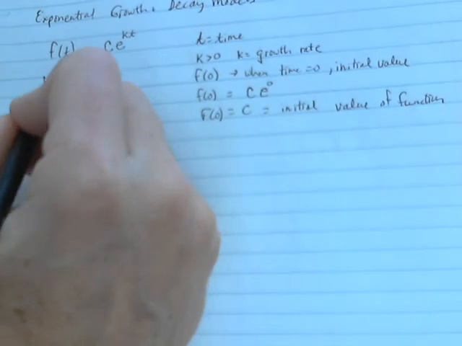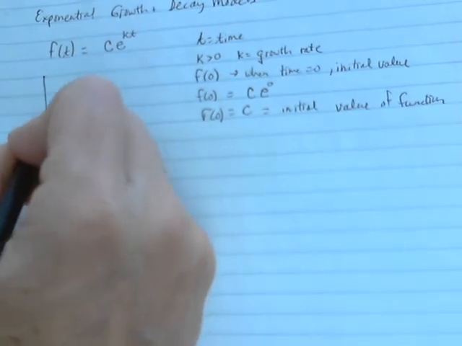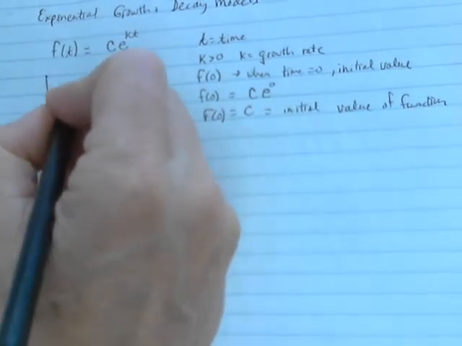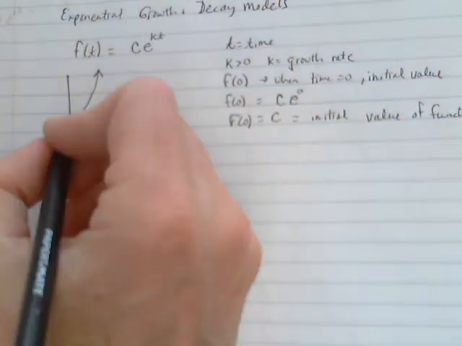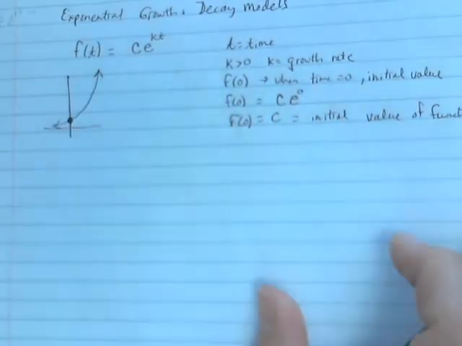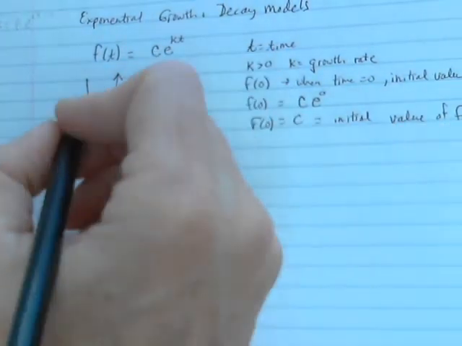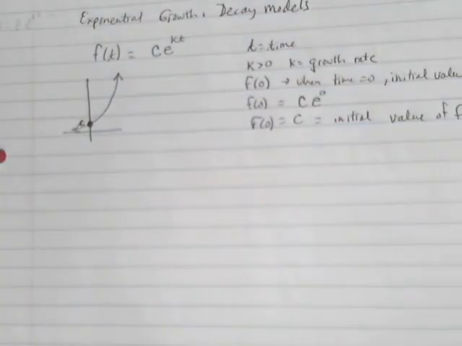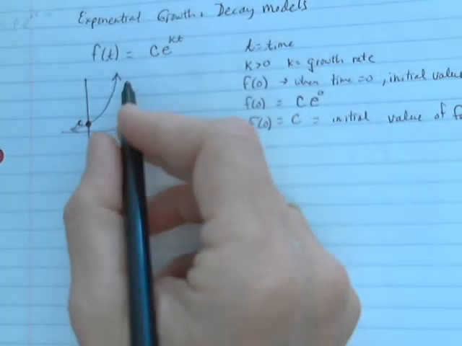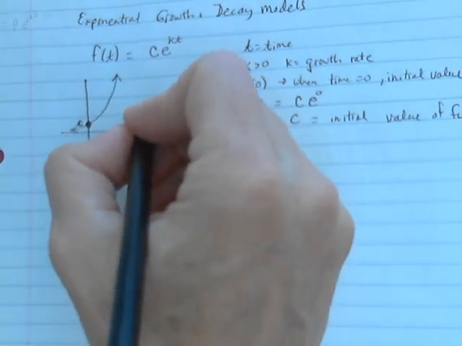If you wanted to take a look at a graph, I think you're familiar with this graph. Exponential growth looks like this. And the y-intercept, if you have a formula like this, the initial value is actually equal to c. So this y-intercept is c. So this is growth.